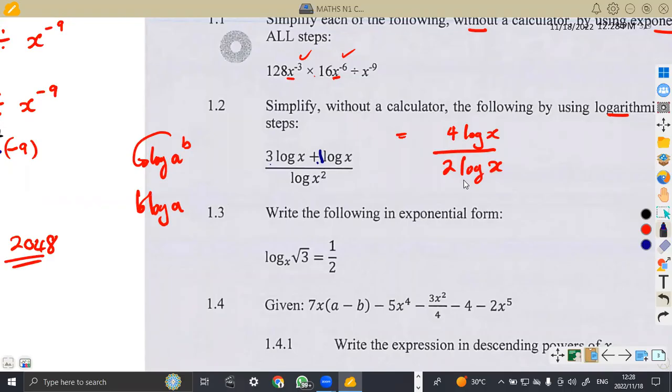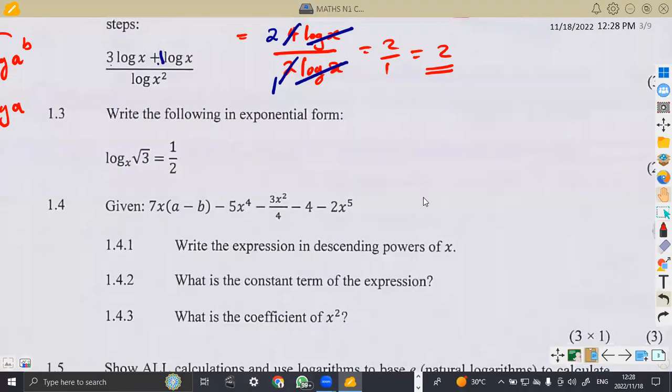And that means we can cancel the log x, they are the same. So this can cancel: 2 into 2, that's 1, 3 into 4, that's 2. Which means we are going to remain with 2 over 1, which is going to give us 2. No log is going to be in your final answer, which is 2.